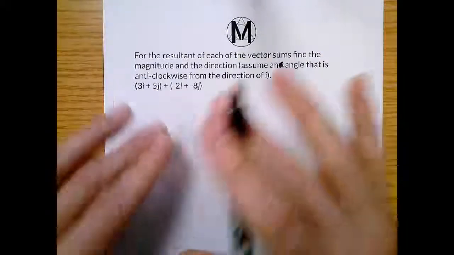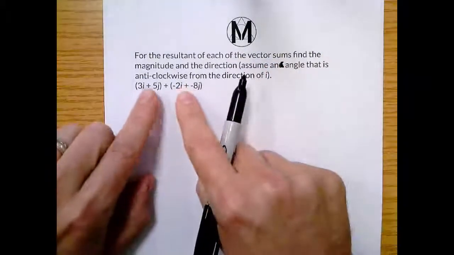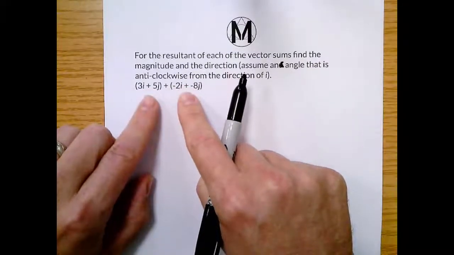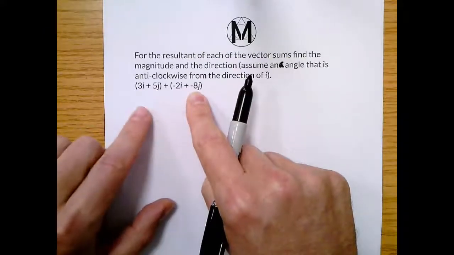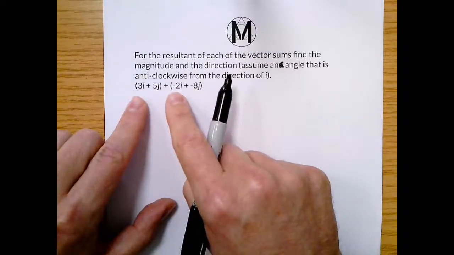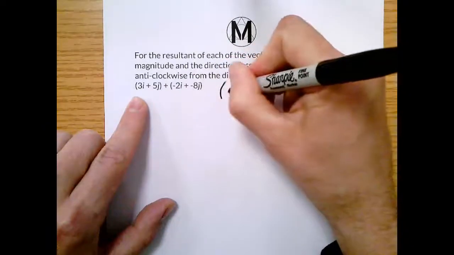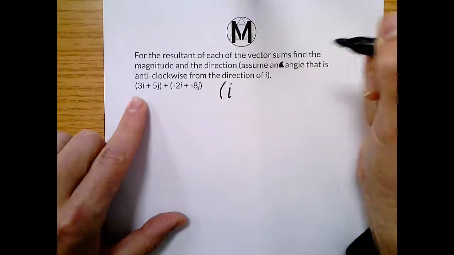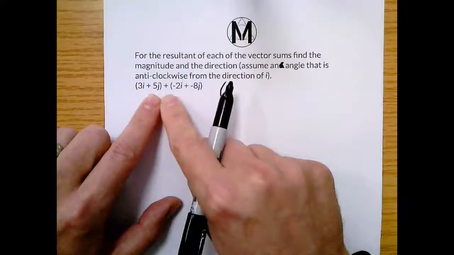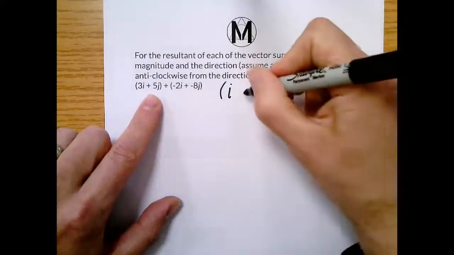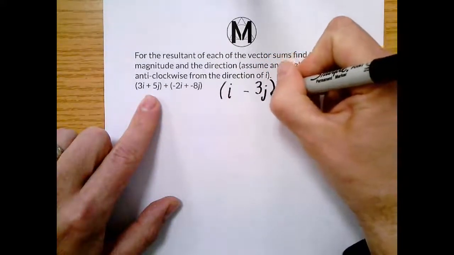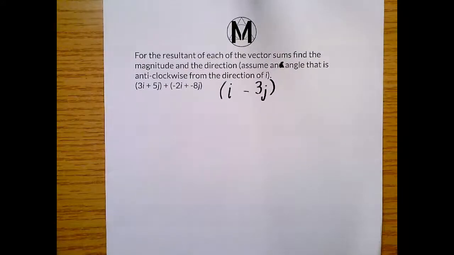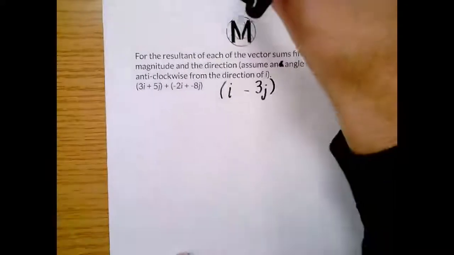Okay, let's put this all together. Step one, we should add these up. Remember, we're just going to add the i's with the i's and the j's with the j's. So 3i minus 2i leaves us with just i. Groovy. And 5j plus negative 8j would give us negative 3j. All right, that is step one. That's actually not our answer or really part of our answer. It's going to help us find our answer.